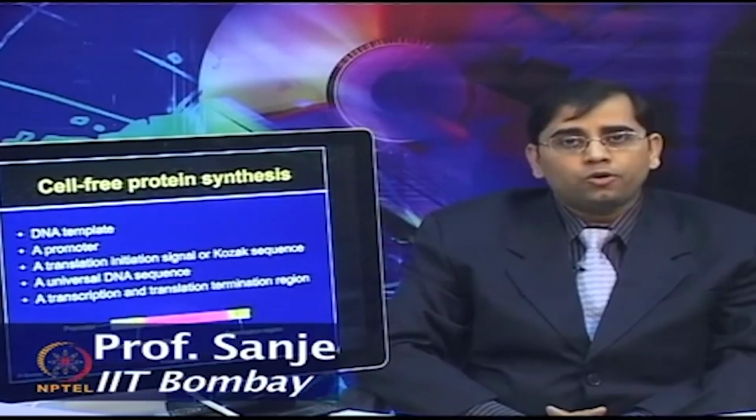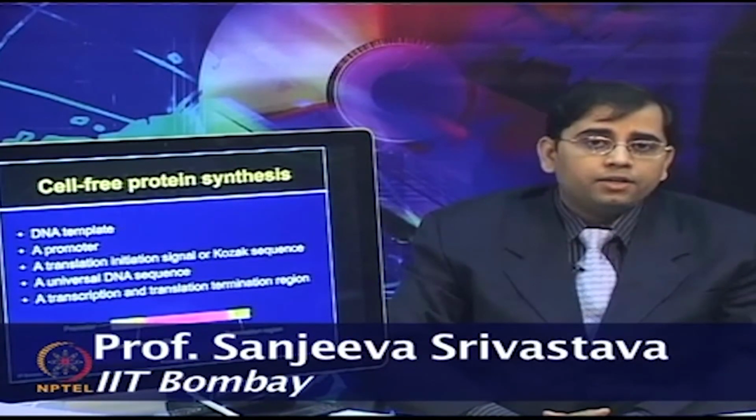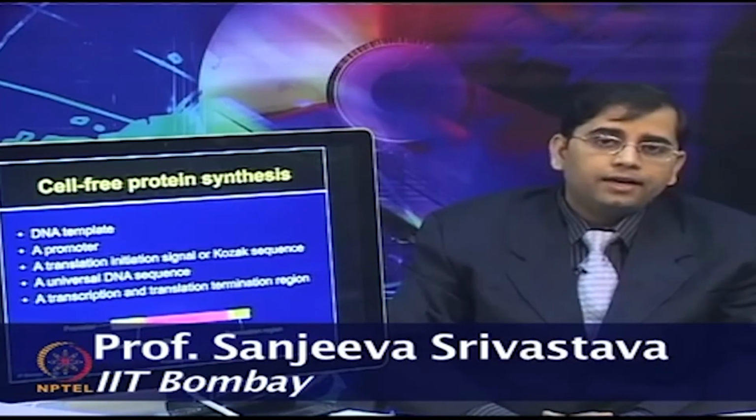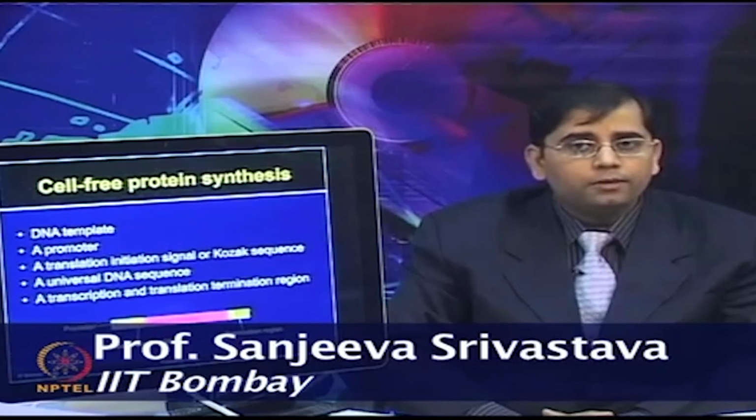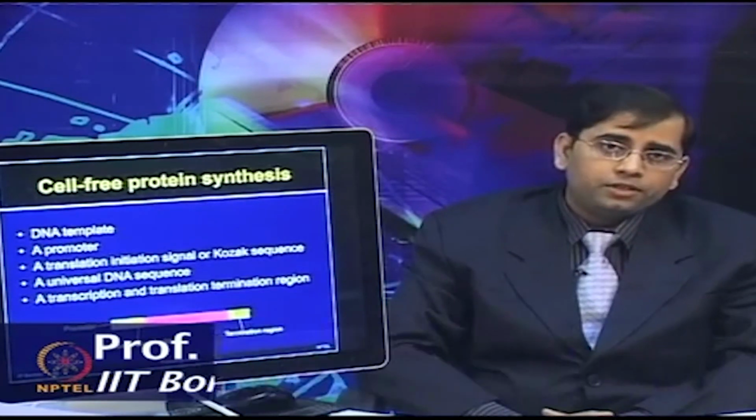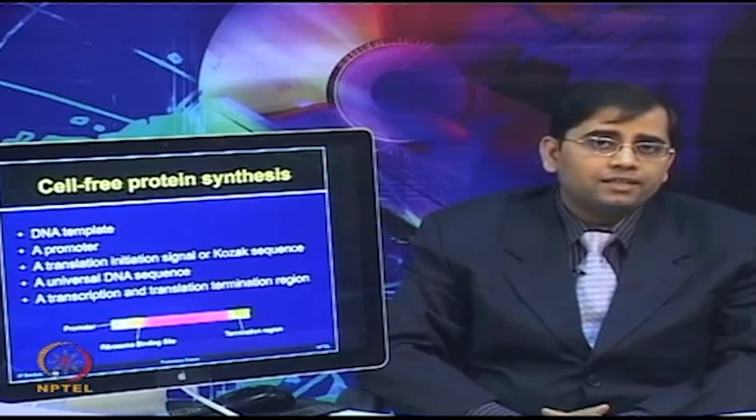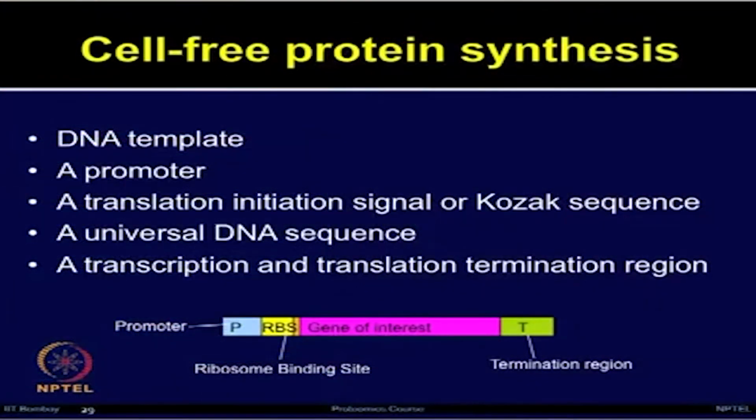So, how does cell-free protein synthesis occur? For that, you need certain elements. You need a DNA template, plasmid or PCR fragment, a promoter which could be T7, SP6 or T3, a translation initiation signal, for example, Shine-Dalgarno in the case of prokaryotes or Kozak in eukaryotes, a universal DNA sequence for protein initiation, and a transcription and translation termination region. All these are required for the cell-free protein synthesis.